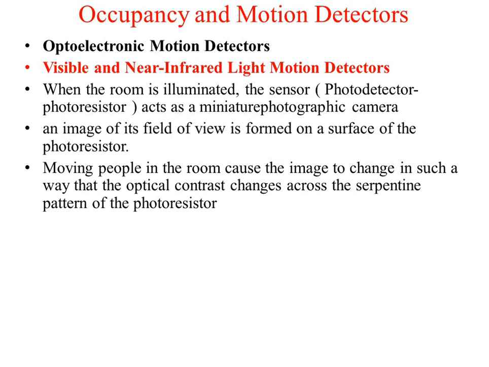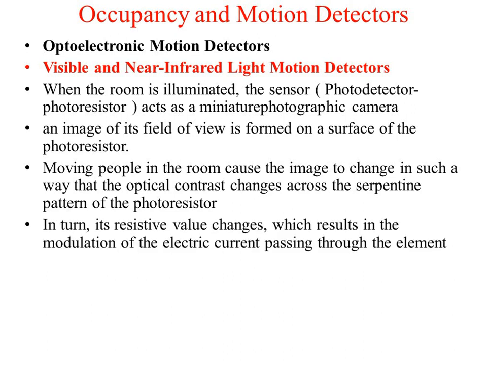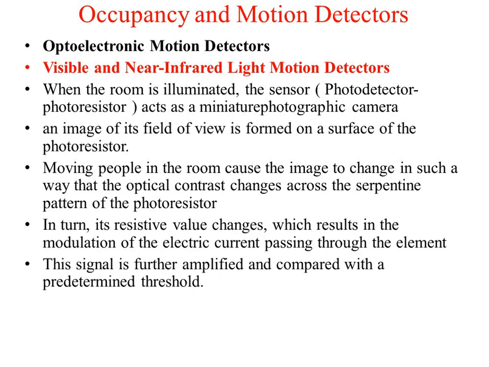If people are there and they are moving in the room, what will happen? Because of that, the optical contrast will change. That means the light falling on the sensor will change, and that will be detected by the photoresistor, which is in a serpentine type of pattern. You can see the image and easily identify it. In turn, the resistor value will change, which results in modulation of the electric current passing through the element, and it will be detected that motion is there. That means a person is there.